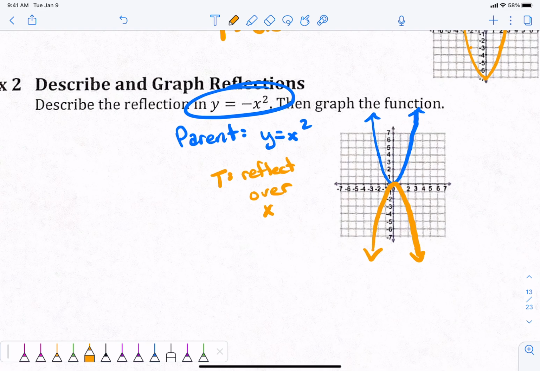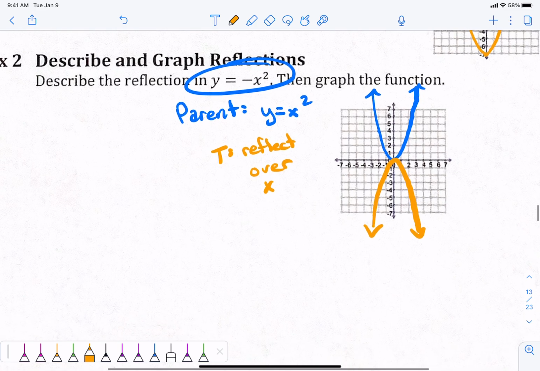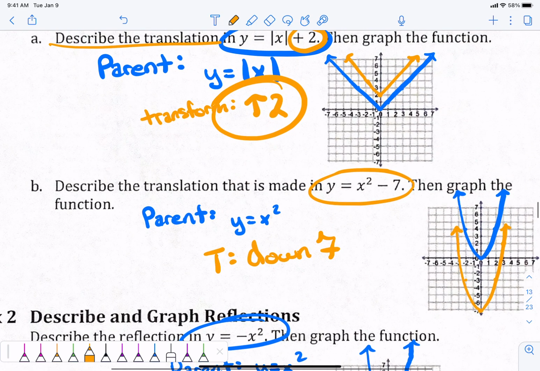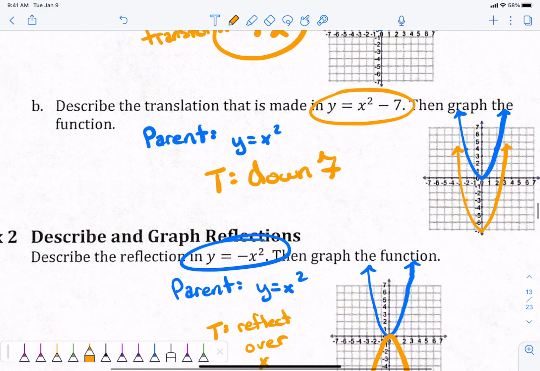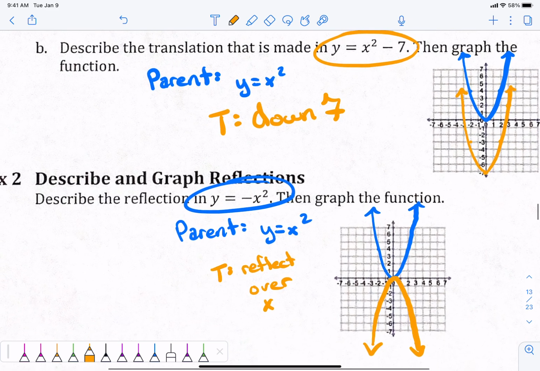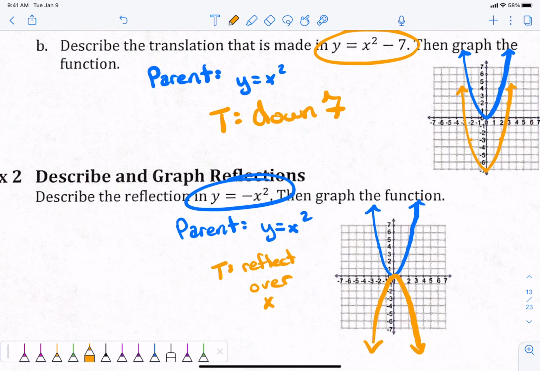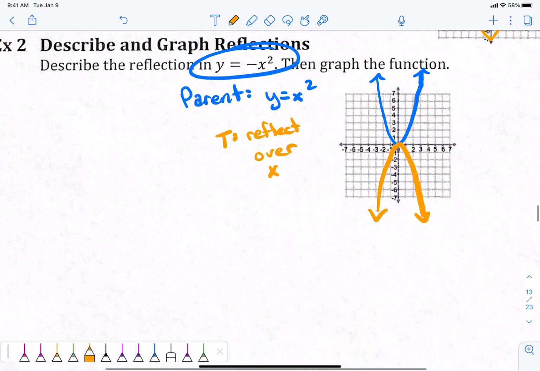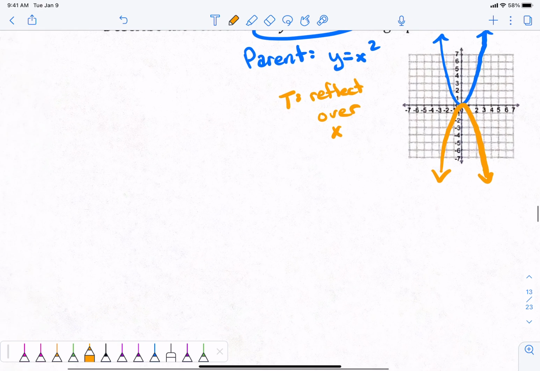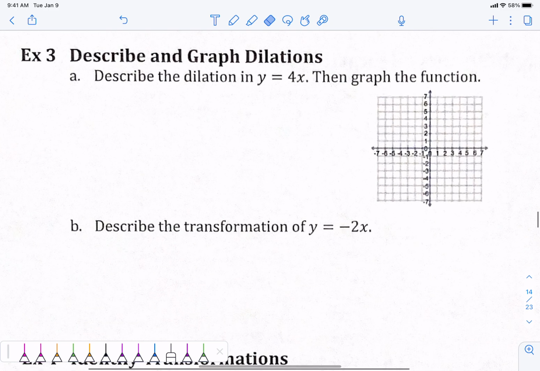For example 1, number B, what was the translation? Down 7. So for a reflection over y, it would always have to be in parentheses? Yes, that's fine. Reflection over y has to be in parentheses. Or like this one, let's say y equals the absolute value of negative x. That's kind of like in parentheses, right? The absolute value just takes the place of the parentheses, so that's an example of that, okay? All right, let's go to the back side.